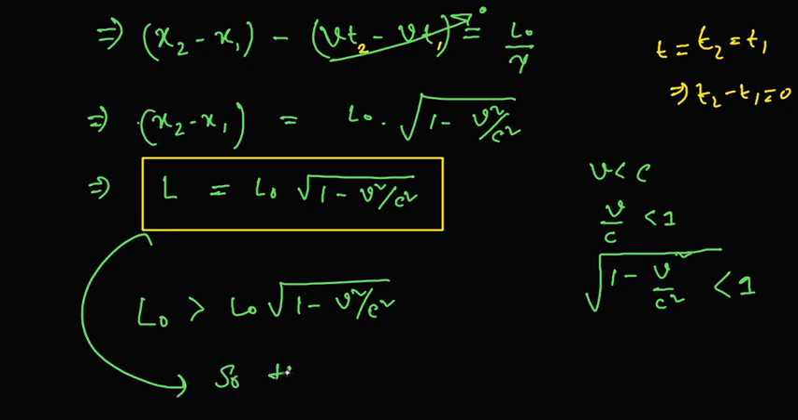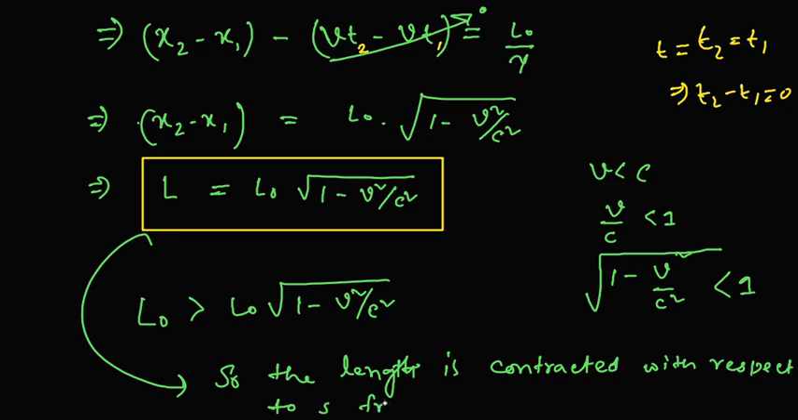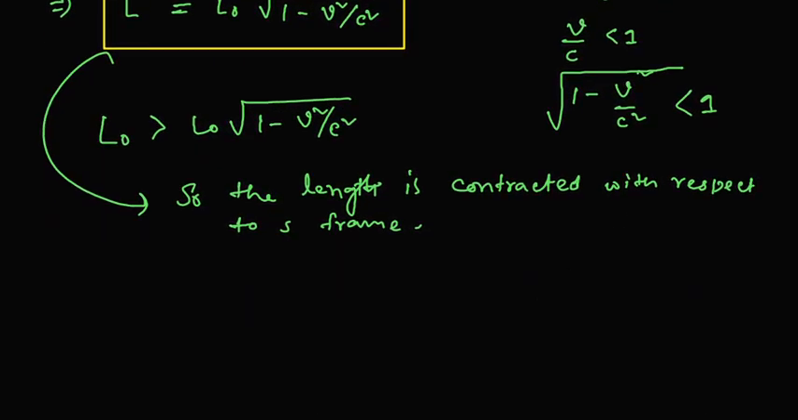So the length is contracted with respect to S, and this phenomenon is called the well-known space contraction or Lorentz contraction for an observer in S.